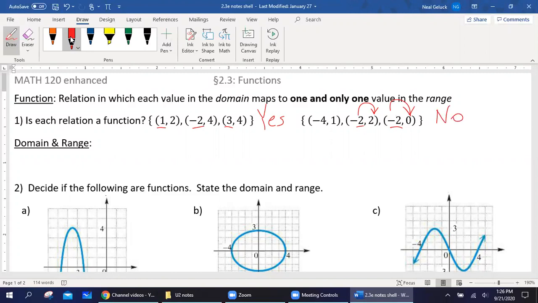So the definition talks about domain and range. What the heck are they? Domain, and there's lots of definitions for domain, but the easiest way to describe it is the domain is just the set of all x's. Whereas the range is the set of all y's.